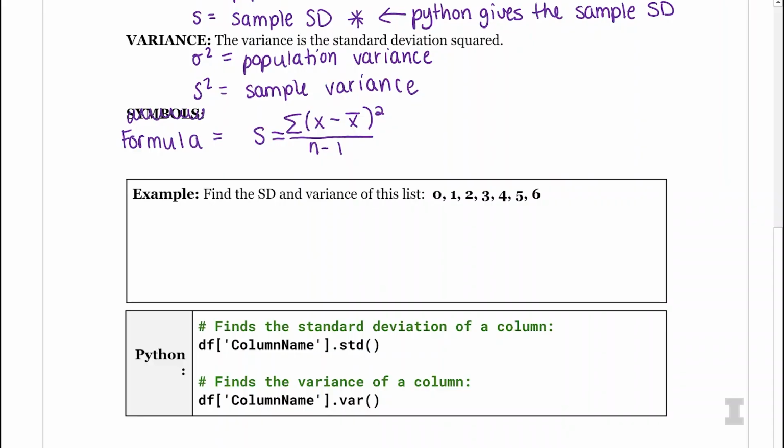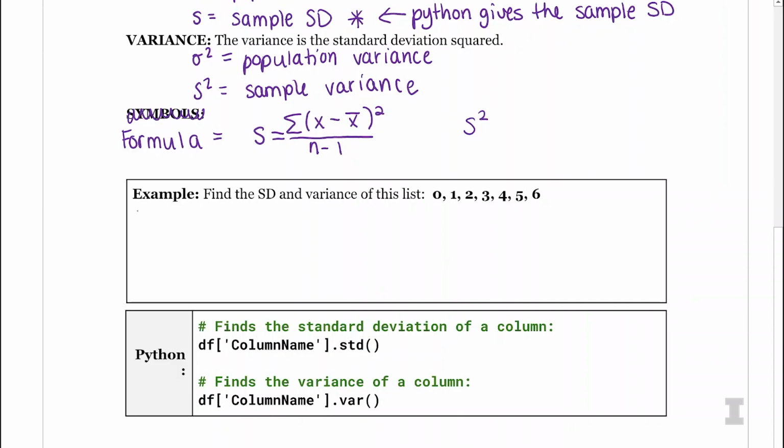So again, to find the variance, we're just going to take the standard deviation and square it. So once you find one, you basically have the other. So I'm going to break down this formula in terms of words and in terms of steps. You may like that better. So to find the SD and variance of this list of numbers, the first step, we want to know what is every single number on the list minus the average. So how far is it from the average? So step one is to actually find the average.